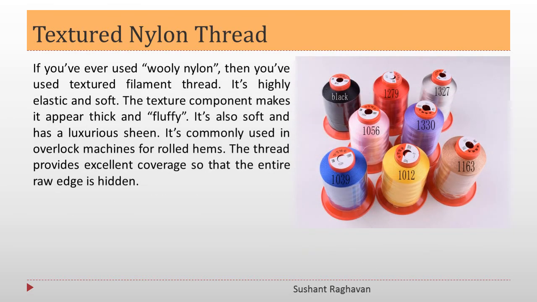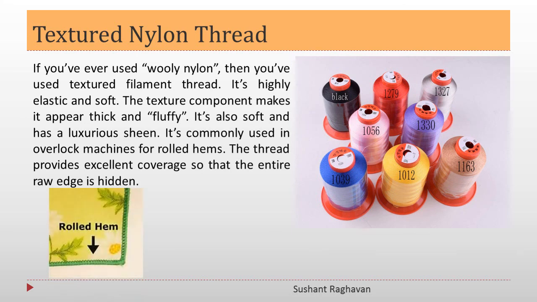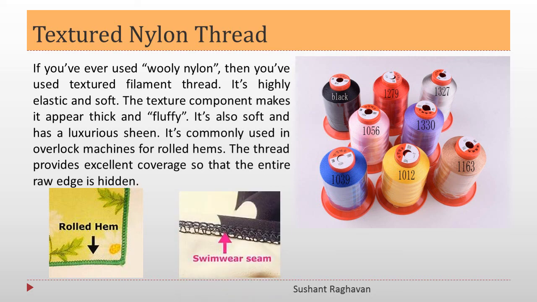Textured nylon thread. If you have ever used woolly nylon, then you have used textured filament thread. It's highly elastic and soft. The texture component makes it appear thick and fluffy. It's also soft and has a luxurious sheen. It's commonly used in overlock machines for rolled hems. The thread provides excellent coverage so that the entire raw edge is hidden.